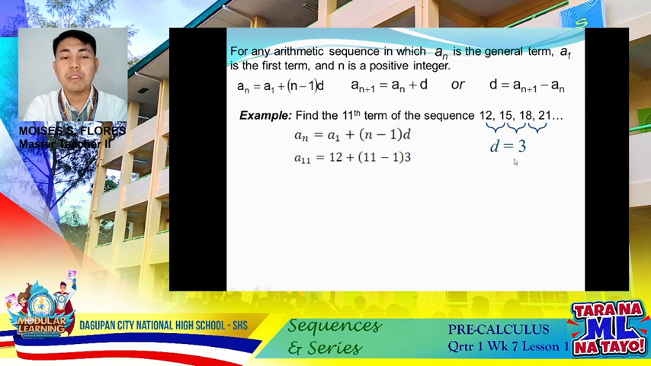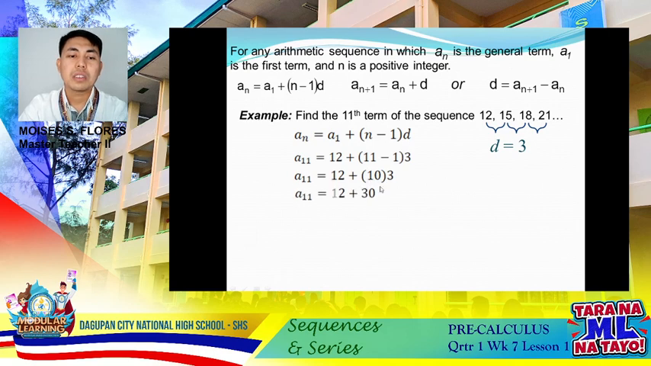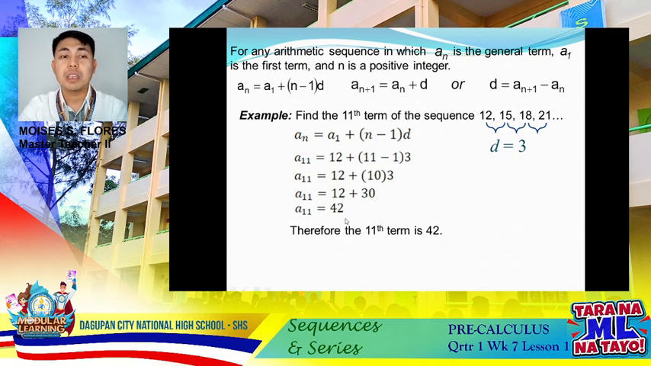We simplify it further. 11 minus 1 is 10, times 3 is 30, plus 12. Therefore, we have 42. So the 11th term of this sequence is simply 42. That is all about arithmetic sequence.